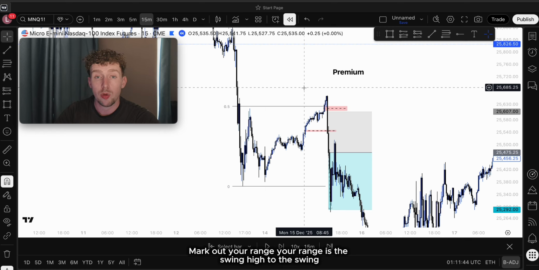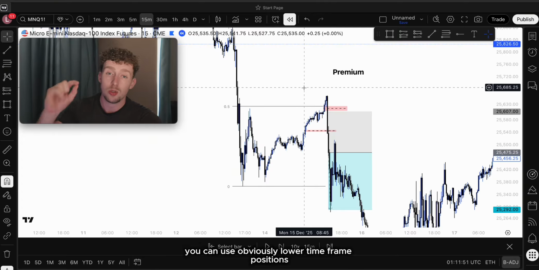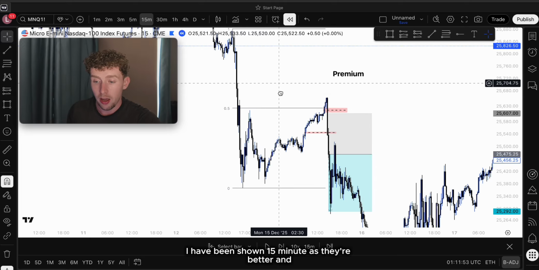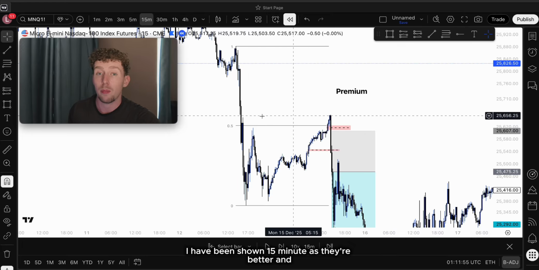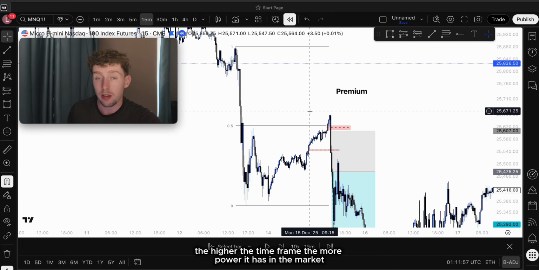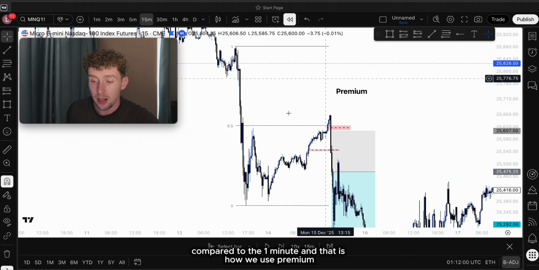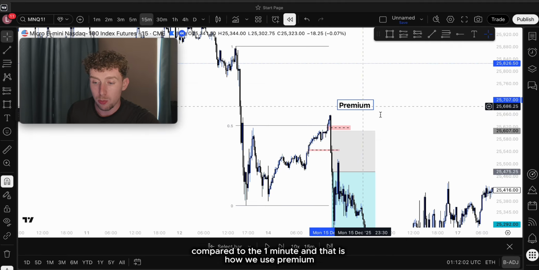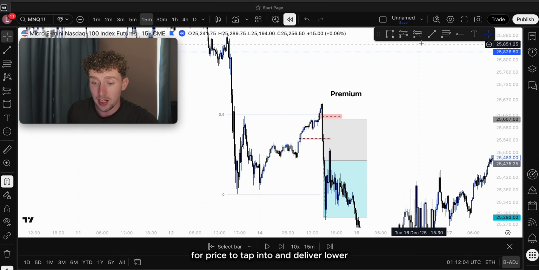Mark out your range. Your range is the swing high to the swing low you've been using of the big range. There's loads of different options. You can use obviously lower time frame positions. I have been showing 15-minute as they are better, and the higher the time frame, the more power it has in the market compared to the 1 minute. And that is how we use premium for price to tap into and deliver lower.